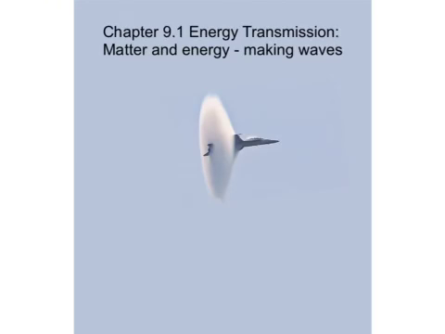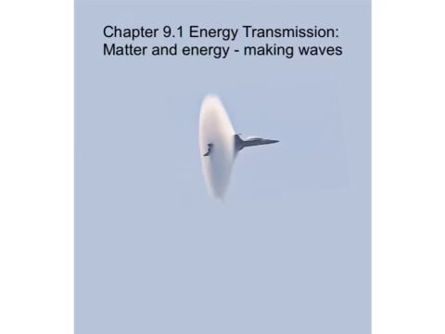Welcome to Chapter 9, Energy Transmission. This chapter is about how energy moves from one location to another, either through waves or through other places. We're going to talk about sound, the electromagnetic spectrum, and light. What we're seeing here is a jet engine breaking the speed of sound, and this sonic boom is a visual representation of that occurrence.